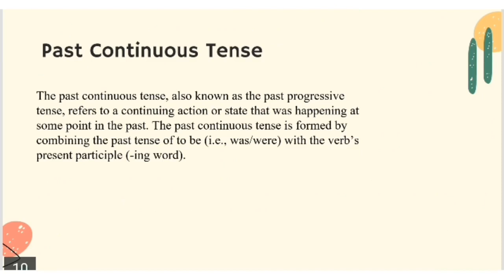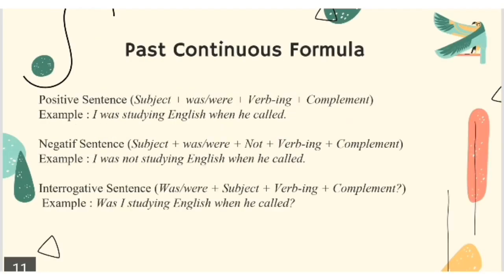The fourth one, I will explain about past continuous tense. The past continuous tense, also known as the past progressive tense, refers to a continuing action or state that was happening at some point in the past. The past continuous tense is formed by combining the past tense of to be, which is was or were, with the verb present participle, the ing word. Here, there is the past continuous formula.